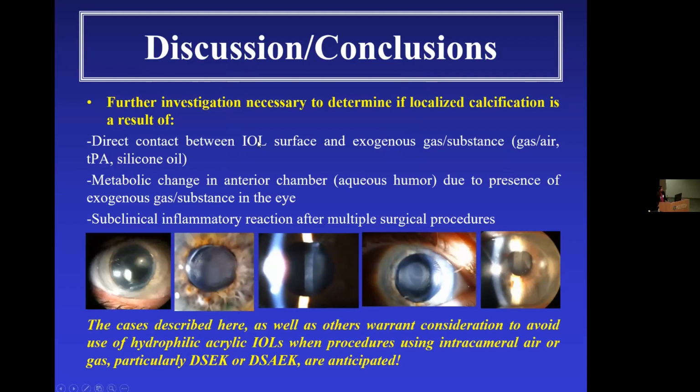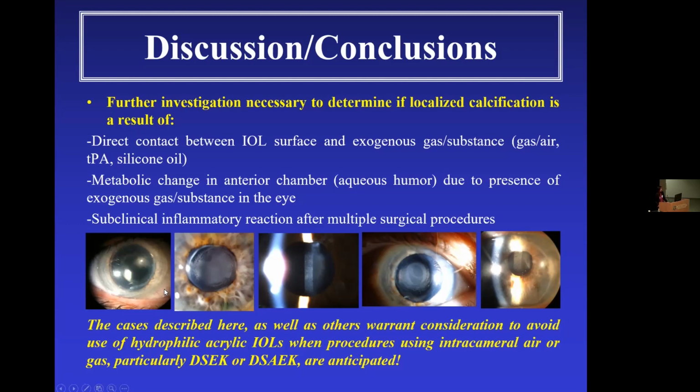So basically, initially, as I mentioned, we thought this was a problem related to the contact between the anterior surface of the lens with gas or air or even silicone oil. But we do not believe it's just that now. We believe there is a real metabolic change in the anterior chamber, in the aqueous humor, maybe due to the presence of all of these exogenous substances, but also because of some form of subclinical inflammatory reaction that's going on in these eyes. And these are all eyes that are undergoing repeated procedures or repeated injections.